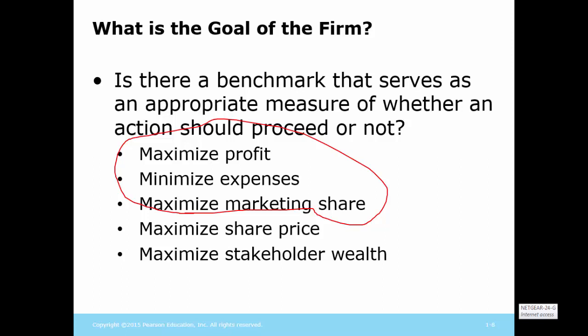We would like to maximize market share. You want to get more sales. You would like to minimize the expenses of running your company. And of course, minimizing expenses implies that you might be maximizing profit.